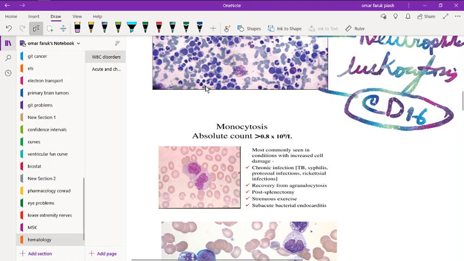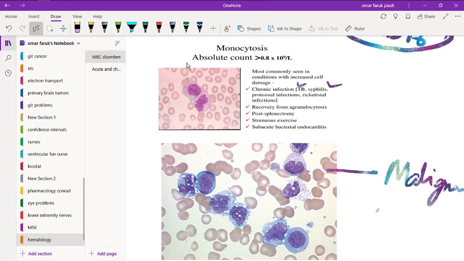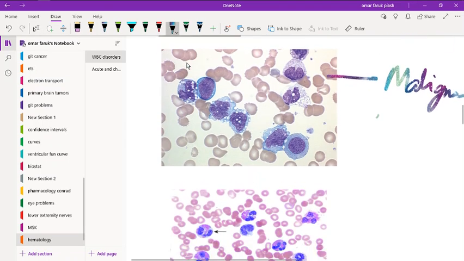This is the picture of monocytosis. In monocytosis, the most common cause is chronic infection, and M for M, that means malignancy. Chronic infection and malignancy. Chronic infections like TB, syphilis, protozoal infection, rickettsial infection are the most common causes of this monocytosis.